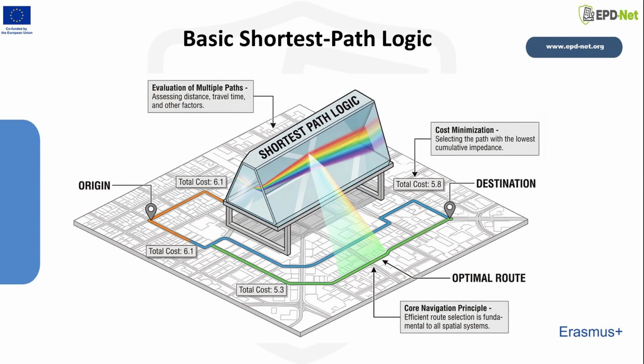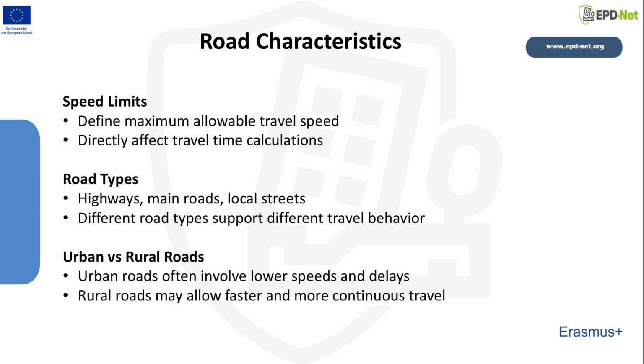Shortest path logic is fundamental to all routing analysis. It forms the core principle behind navigation systems, logistics planning, and workforce routing. Understanding this basic logic helps learners interpret routing results and provides a foundation for more advanced routing methods introduced in later topics.